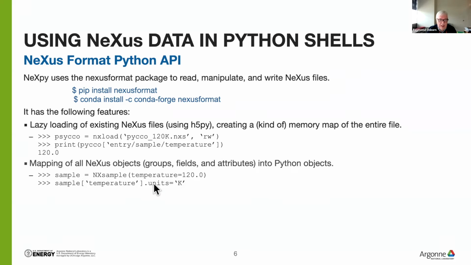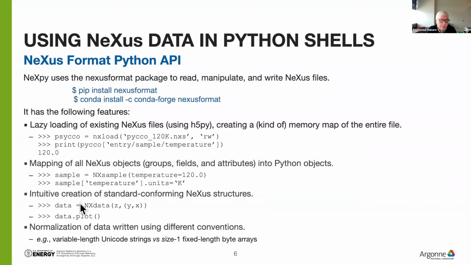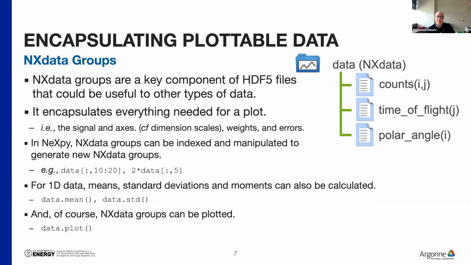The reason why we have fields on top of NumPy arrays is because fields can have attributes attached to them, which you can't with NumPy arrays. And it makes it easy to create standard conforming Nexus structures. The NX data group, which I thought I was going to describe now, is one of them. And here it is. The NX data group is the one class that might be of use, because what it does is it encapsulates everything that constitutes plottable data.